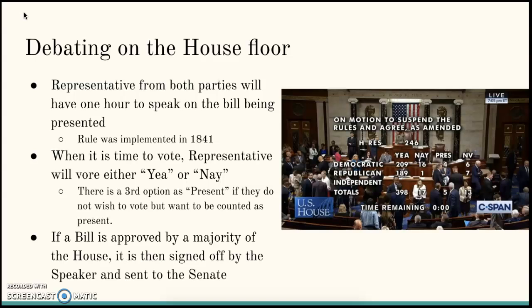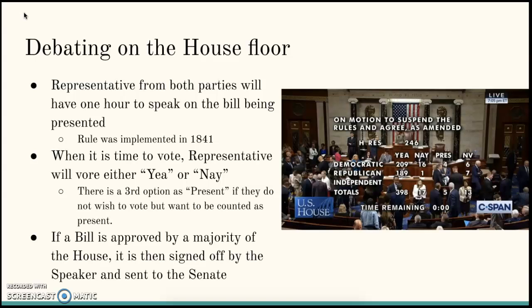Now, once it gets to the House floor for the final debate, representatives from each party will have 1 hour to speak about the bill. This rule was implemented in 1841, primarily because, again, you have hundreds of people in one chamber trying to speak their mind on the bill, but there really isn't that much time realistically.